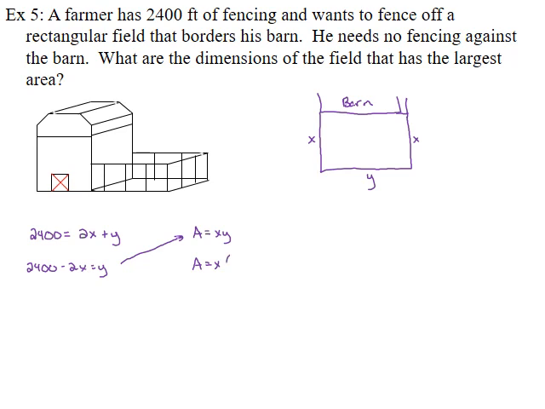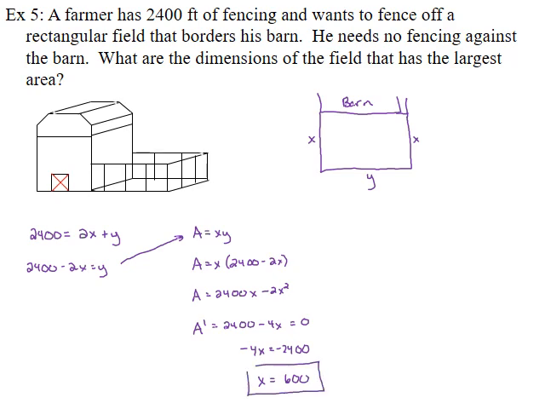So area is x times 2400 minus 2x. So area is 2400x minus 2x squared. To maximize this, I'm going to take the derivative and find A prime, which is 2400 minus 4x, and I'm going to set this equal to 0. Moving the 2400 over to the other side, I can say that negative 4x is equal to negative 2400, and then dividing both sides by negative 4 should give you an x dimension of 600.